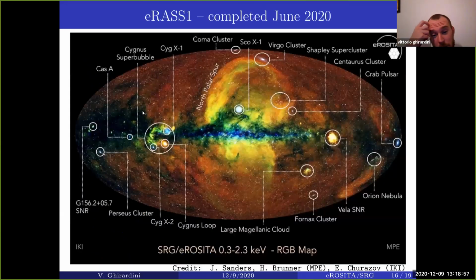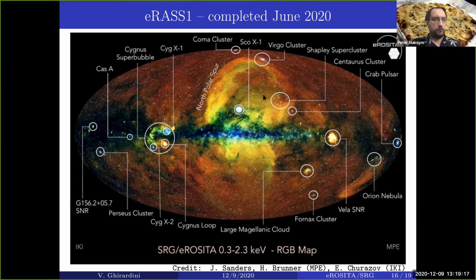So, as you might have heard from the news, the first full sky survey was completed in June this year, and next week the second sky survey will be completed. And this is just an image of the first eROSITA all sky survey, where you can see some known systems, in particular Sco X-1 and the Virgo cluster, I would point out, other than all the other ones, which are very famous objects, I would say.